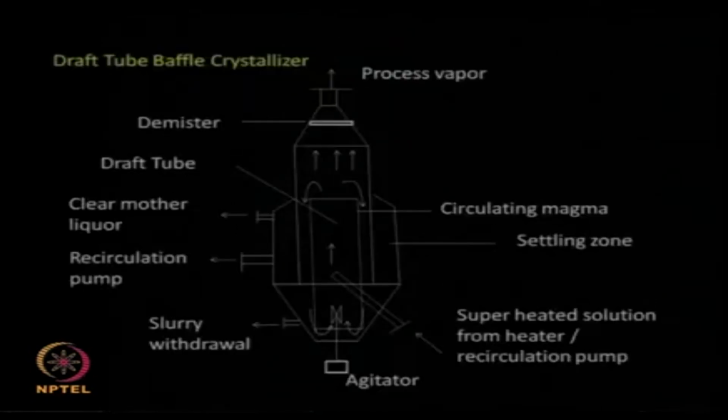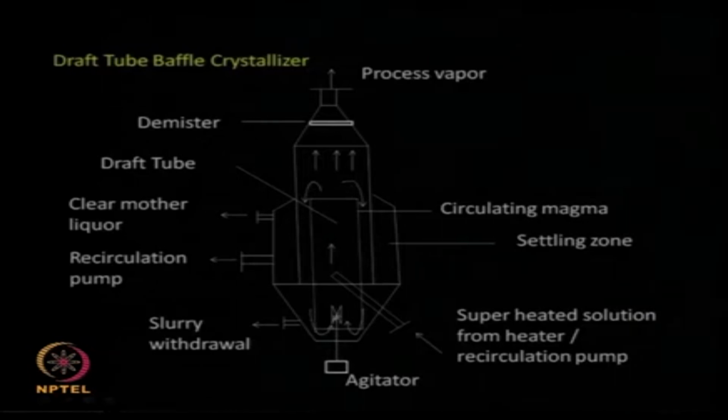Then you have the draft tube baffle crystallizer. You will have the draft tube here, there is a circulation. So what happens in a draft tube? The solution rises because of the presence of vapor. As soon as the vapor gets disengaged and starts moving up, the liquid is heavy, so it starts coming down. The solution rises because of buoyancy force, and as soon as the vapor gets disengaged, the liquid is heavier, so it starts coming down. So there is an automatic circulation created here.